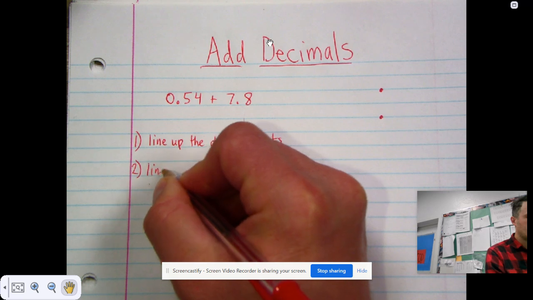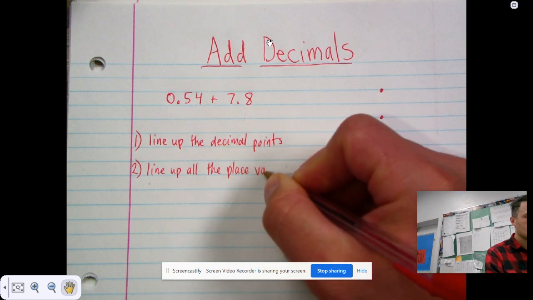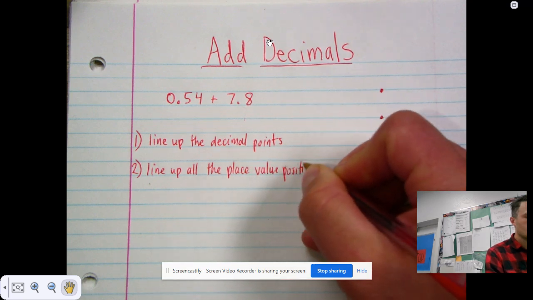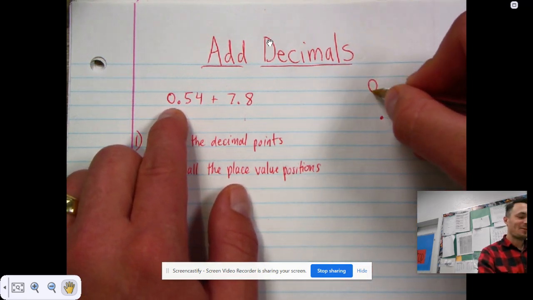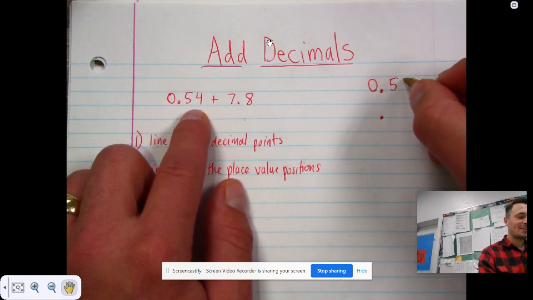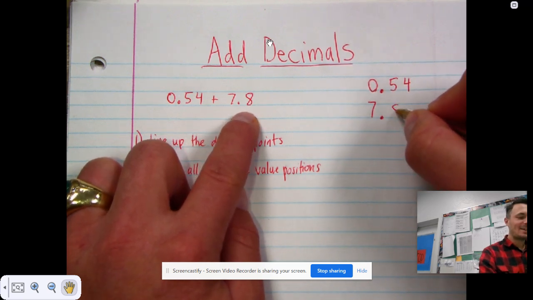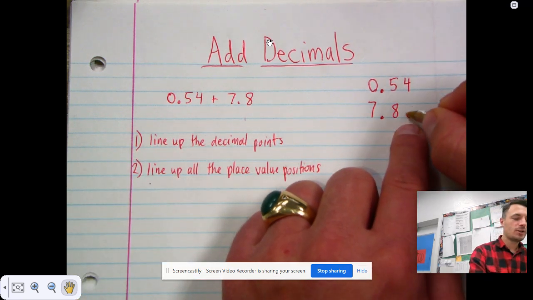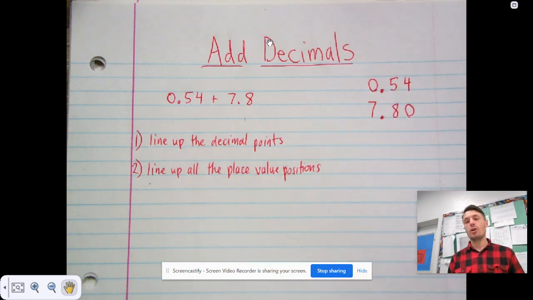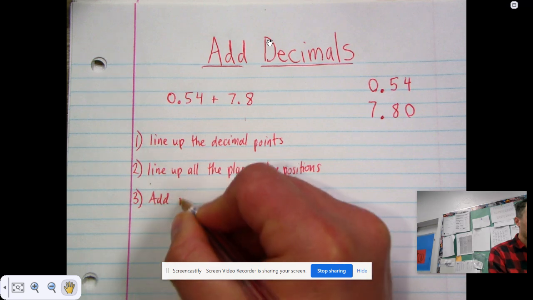Step two, line up all the place value positions. So that means we put the 0, since it's in the ones place, right here. The 5 is in the tenths place. The 4 is in the hundredths place. The 7 goes right here because it's in the ones place. The 8 goes in the tenths place. Now notice there's an empty place value right here. So we can just put a 0 right there because we can add zeros to the right of a decimal point and it doesn't change the value. Okay? And step 3 is add normally.